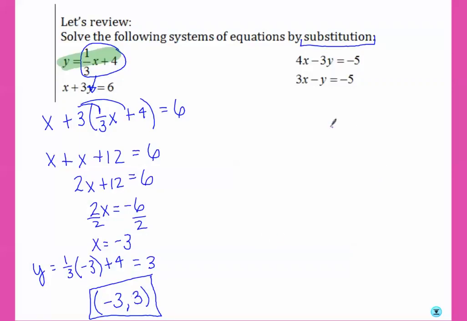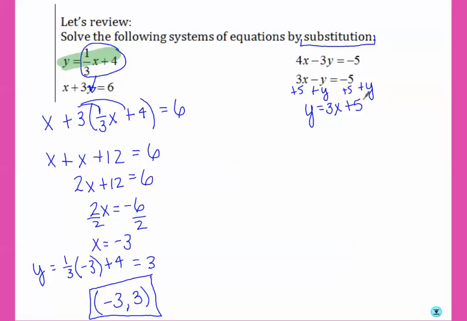So let's look at another one. In this system of equations, we don't know what y equals yet or what x equals. It doesn't matter which one. So we need to rearrange one of the equations. Since this x does not have a coefficient with it other than 1, that's the one I'm going to choose to do. So I'm going to add y to both sides to get it positive. And then I'm going to add the 5 to the other side so that the y is by itself. So we end up with y equals 3x plus 5.